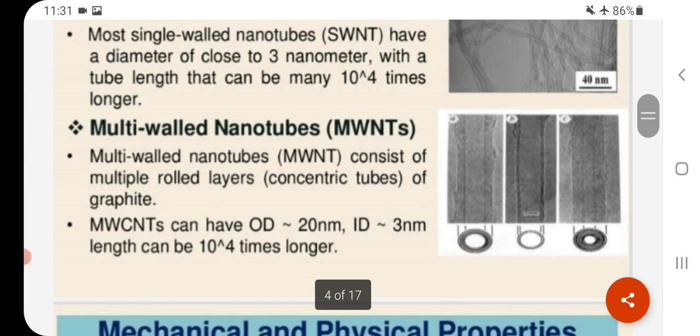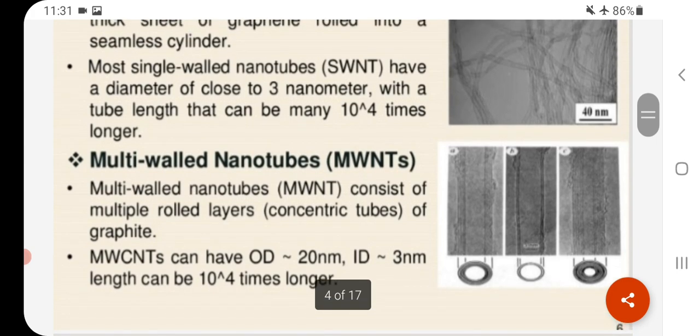Multi-wall nanotubes. Multi-wall nanotubes consist of multiple rolled layers of graphite. Multi-wall nanotubes can have an outer diameter of 20 nanometers and an inner diameter of 3 nanometers. Length can be 10 times longer.